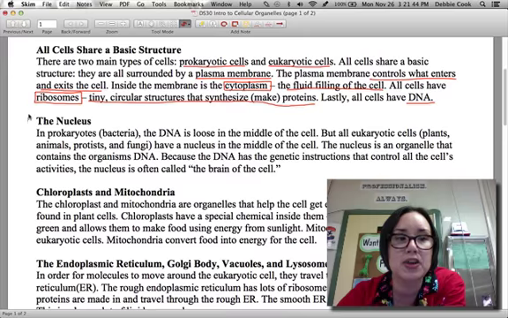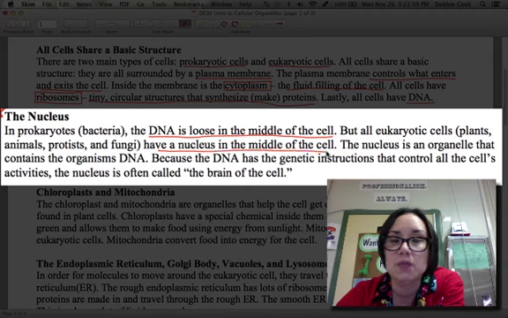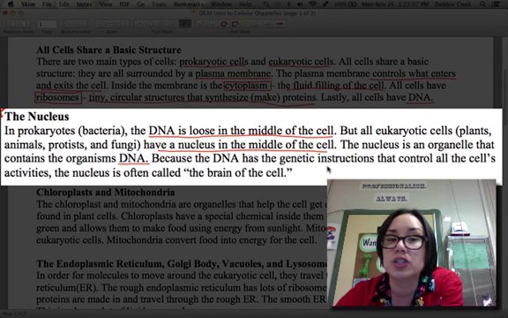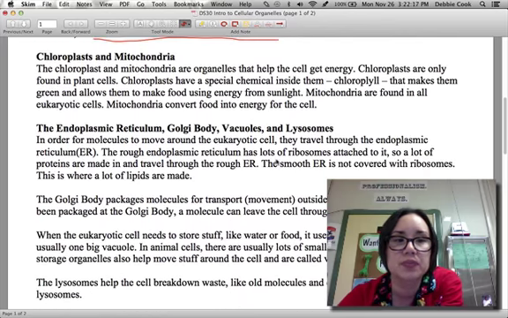Now let's talk about the nucleus. This is a really important organelle. In prokaryotes or bacteria, the DNA is loose in the middle of the cell. But in eukaryotic cells like plants, animals, protists, and fungi, they have a nucleus in the middle of the cell. The nucleus is an organelle that contains DNA. Because DNA has genetic instructions that control the cell's activity, the nucleus is often called the brain of the cell. Let's scroll down and look at the next section.